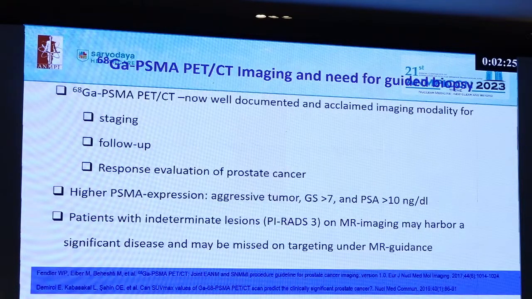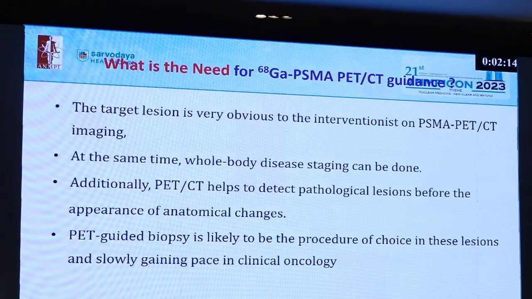Gallium PSMA has a well-defined role in prostate cancer imaging, so I will not read this slide. What is the need for a PSMA PET-CT guided biopsy? The target is obvious, and at the same time whole-body PET-CT can be done. Additionally, PET-CT helps detect pathological lesions before the appearance of anatomical lesions, and PET-guided biopsy should be the ideal approach for biopsy of PSMA-avid prostatic lesions.